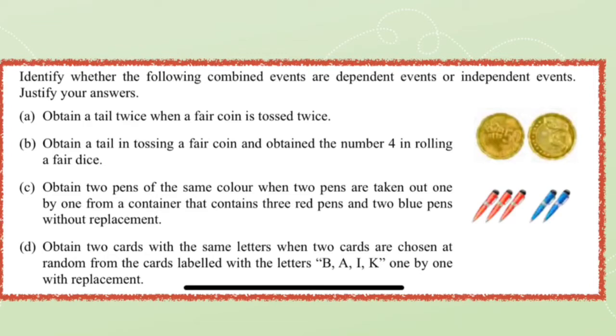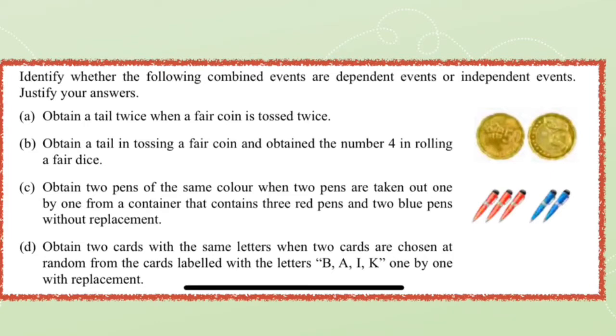Let's see question number C. Obtain 2 pens of the same color when 2 pens are taken out one by one from a container that contains 3 red pens and 2 blue pens without replacement. This is a dependent event because the probability of getting the first red pen affects the probability of getting the second red pen.